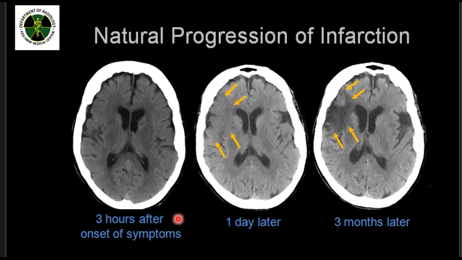So in this patient at 3 hours, the head CT scan looks normal. One day later, you start to notice the blurring of gray-white matter differentiation, pointed by the arrow. After 3 months, we can see that it is more obvious. There are areas of encephalomalacia or volume loss.